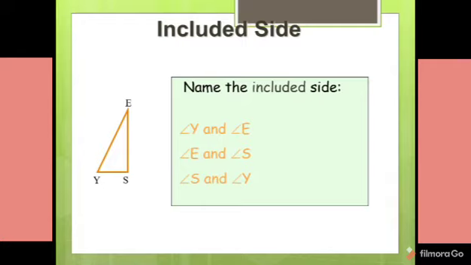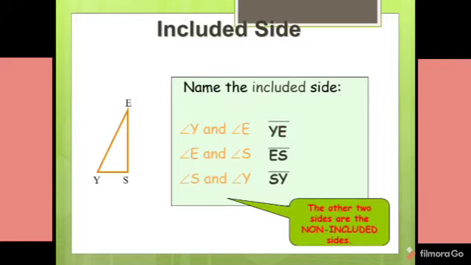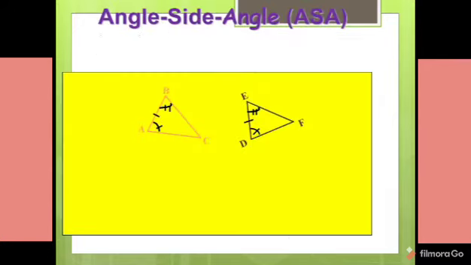Now let's go further. Name the included side with this illustration, triangle YES. So angle Y and angle E, the included side would be, yes, segment YE. How about angle E and angle S? That would be segment ES. And angle S and angle Y, you would have SY. Therefore, the other two sides are the non-included sides. Alright?